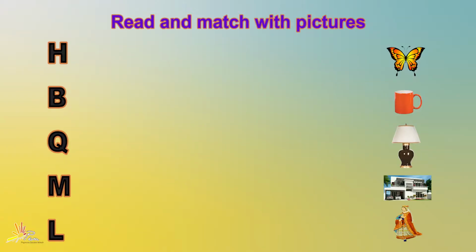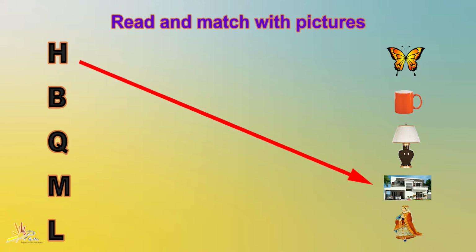Dear students, let's read and match the given letters with their relevant pictures. Let's read our first letter, H. Yes, it's H. Now find the related picture. Yes, very good. It's house. H is for house.